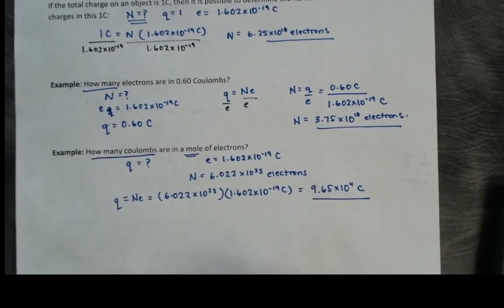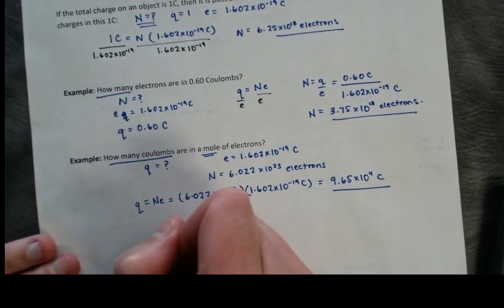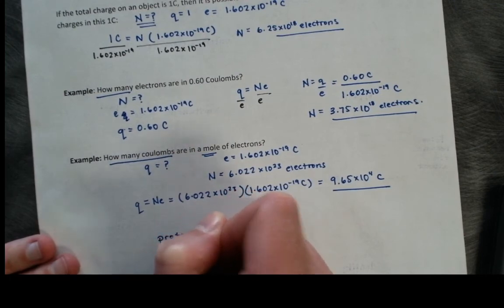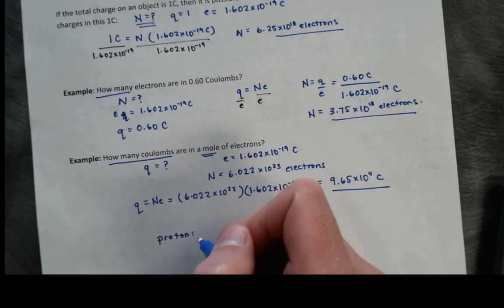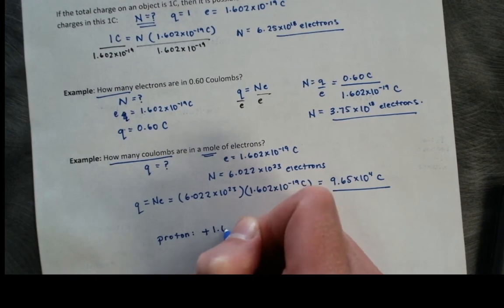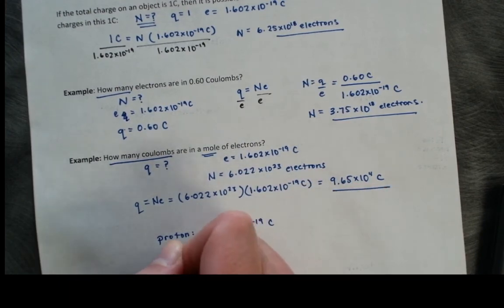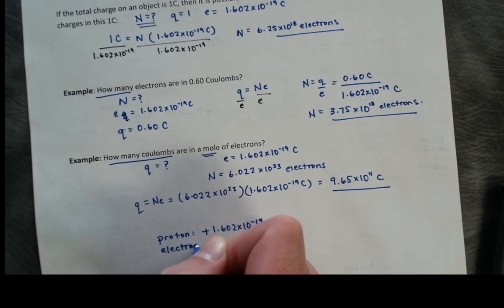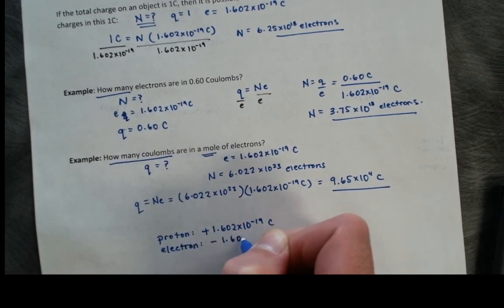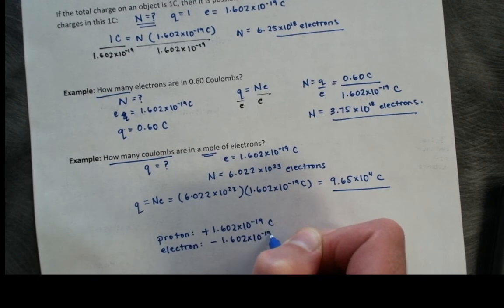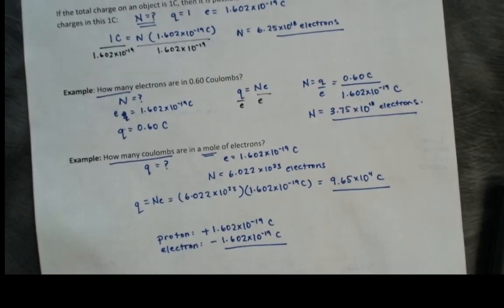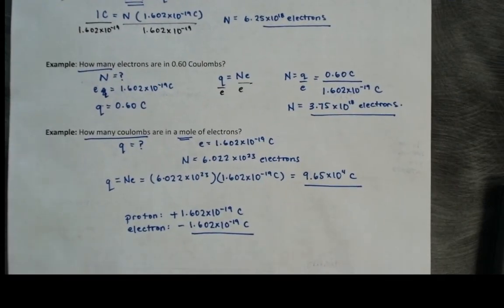Okay, one more note is a proton technically has this as a charge, whereas an electron technically has this as a charge, right? Protons are positive, electrons are negative. The elementary charge is the same. One is positive, one is negative.